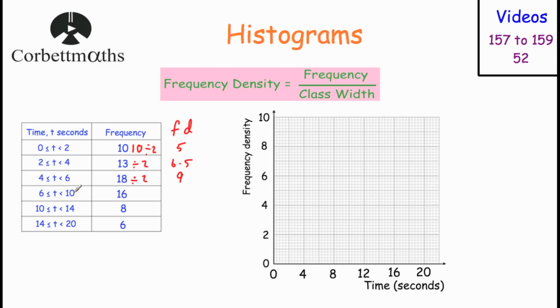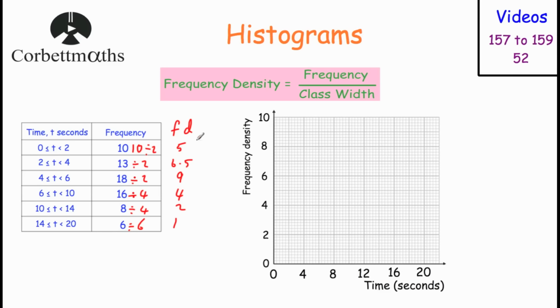Our next group goes from 6 to 10, so it's got a class width of 4 because it's 4 wide, and it's got a frequency of 16. So we're going to do 16 divided by 4 because we do the frequency divided by the class width. That's 4. Next, the next category has a frequency of 8, and we're going to divide that by the class width, which is 4 because it's 4 wide. So 8 divided by 4 is 2. And finally, our last group has a class width of 6 because it goes from 14 to 20. That's 6 wide, and its frequency is 6, so we're going to do 6 divided by 6, which is 1.